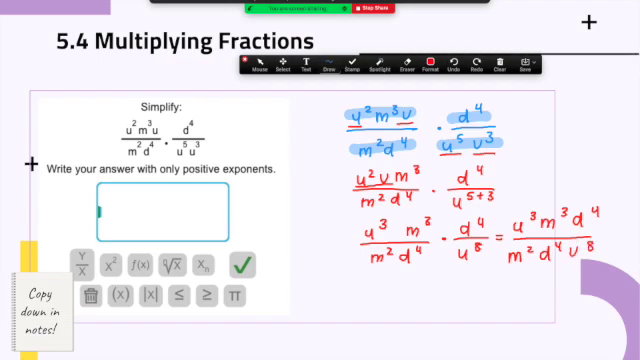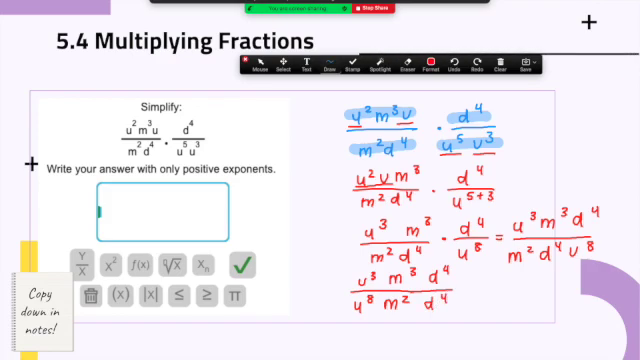Now if that's the case, let's start off by rearranging the bottom numbers so that they fit with the letters on top. Since u to the power 3 is on top, I'm going to move the u to the power 8 on the bottom of it. Since m to the power 3 is next to it, I'm going to put m to the power 2 on the bottom, below it. And since d to the power 4 is on top, I'm going to put the d to the power 4 on the bottom.